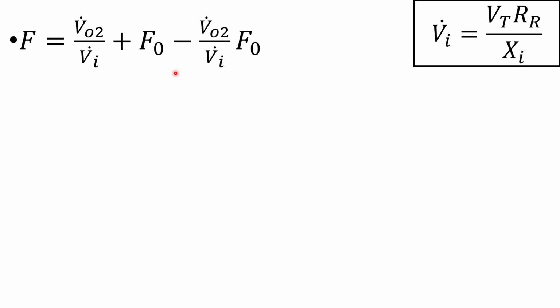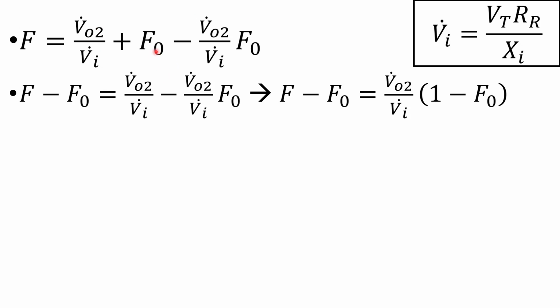So this is what we had before. And now let's take this F0 and move it over to the left hand side. So we get F minus F0, and then we keep what's remainder on the right hand side. And now on the right hand side, we notice that these two are the same, so let's just factor this out. So we'll get the flow of O2 over the flow of total inspiration, and we'll get 1 minus F0 on the right hand side.